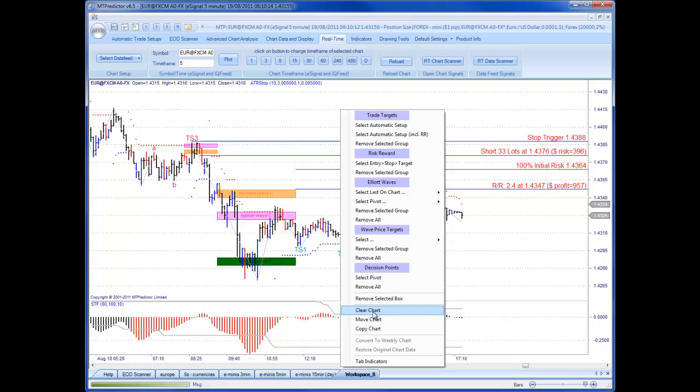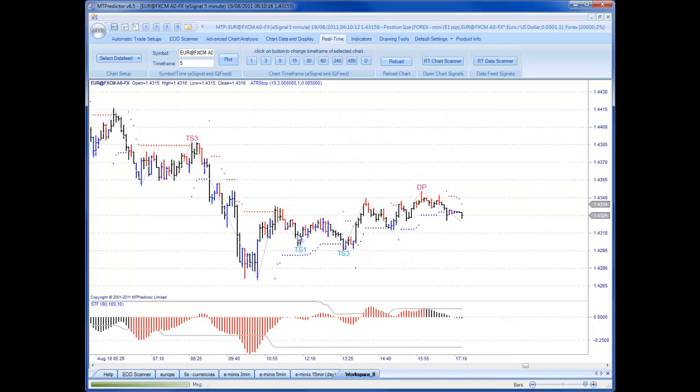If I clear the chart off, you can see we had two buy setups, but for standard traders you'd avoid these because they were against a red STF. Advanced traders, there were reasons why you could consider these, and you can look into these when you become more advanced and comfortable with the software. But for now, standard traders will assume these were avoided.